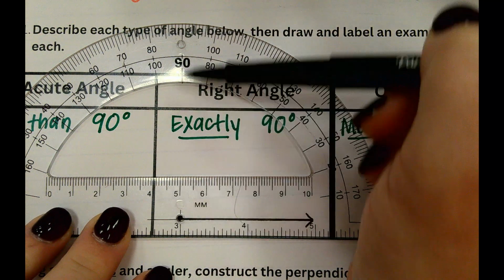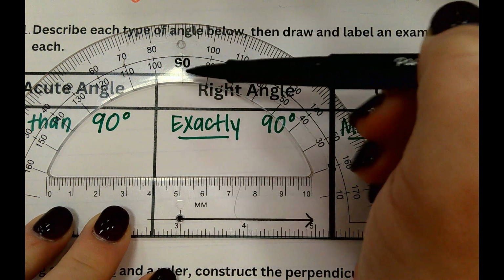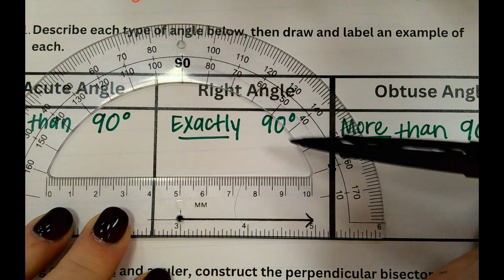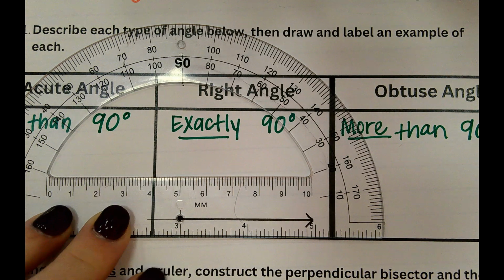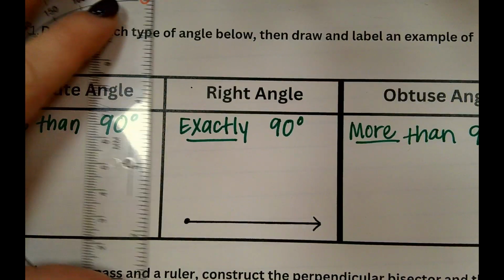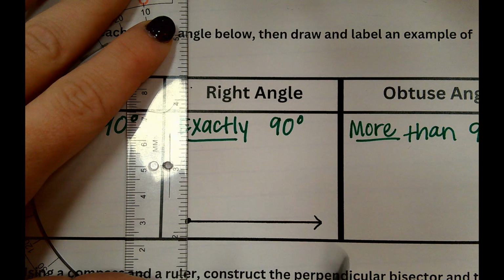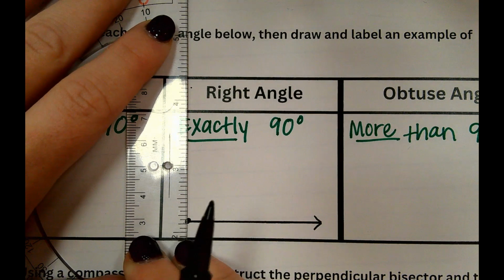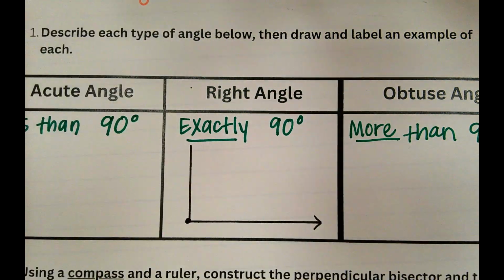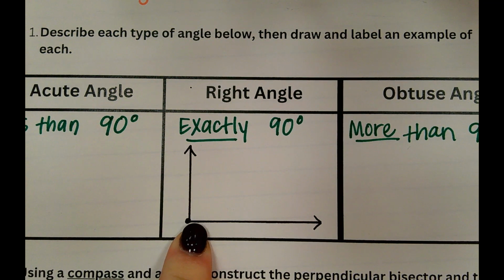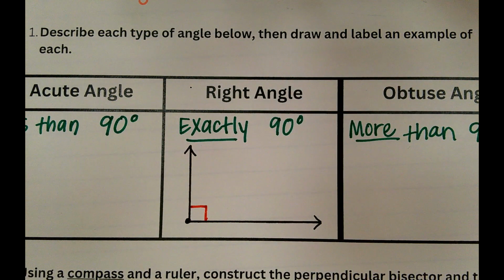We want to line up the other ray with the measure that we're trying to make. So because it's 90, we're going to line it up with 90. So I can make a little point right there. And I'm just going to line up my straight edge with what will become my vertex, and with that little point I made. There we go. So there's my 90-degree angle. And what am I missing on the inside of my angle? The box. Good. So that box tells us it's a perfect 90-degree angle.